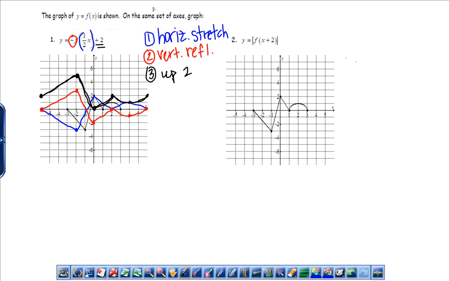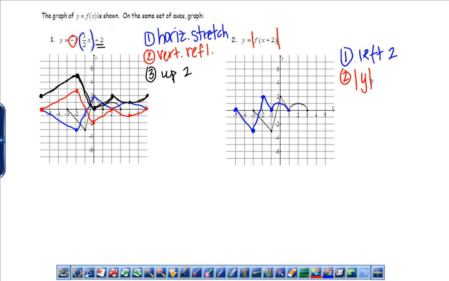Okay, for number 2, looks like you only have 2 steps. So my first step would be to shift left 2 units. So take each point, go to the left. Be easy to connect them as you go. I'm going to add a point here to make it a little bit easier. And my second step, or my last step, is to take the absolute value, and this is right here. So this is the absolute value of y. Absolute value always goes last.